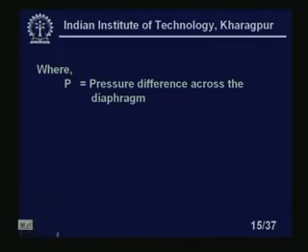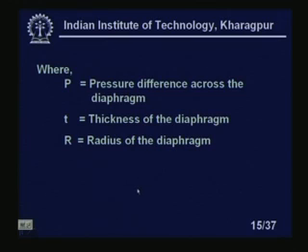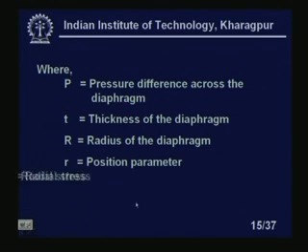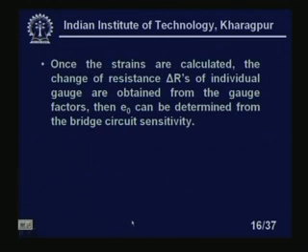Let us look at the legends. T is the thickness of the diaphragm. This is very important. It relates to the linearity of the sensor. Then we have the radius of the diaphragm, or outside radius of the diaphragm. Then we have Poisson's ratio. Then the position parameter, I will tell you what that is actually. Then S r is the radial stress, S t is the tangential stress, and once the strains are calculated, the change of resistance delta R of the individual gauge is obtained from the gauge factors. Then E naught can be determined from the bridge circuit sensitivity.